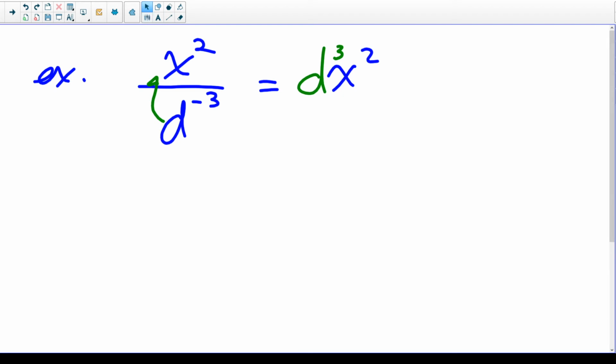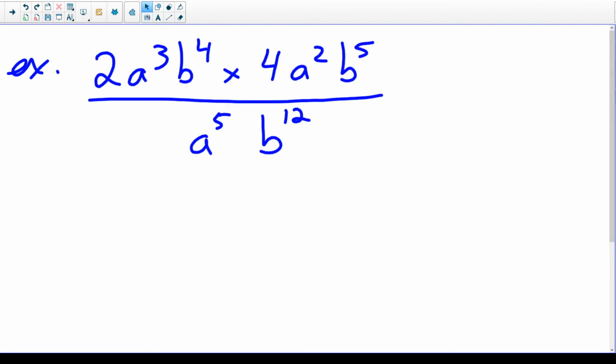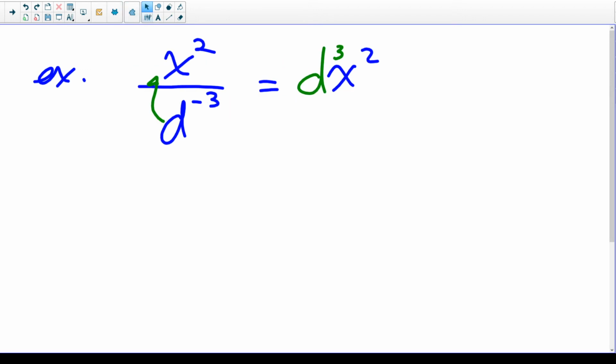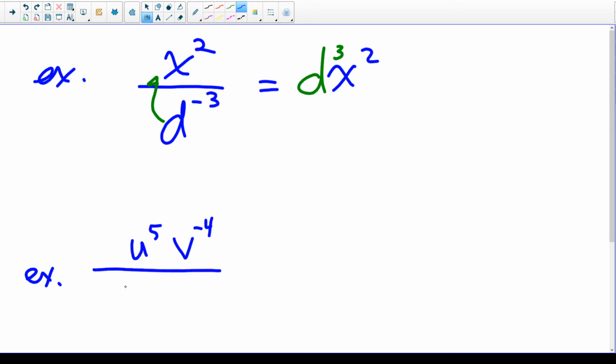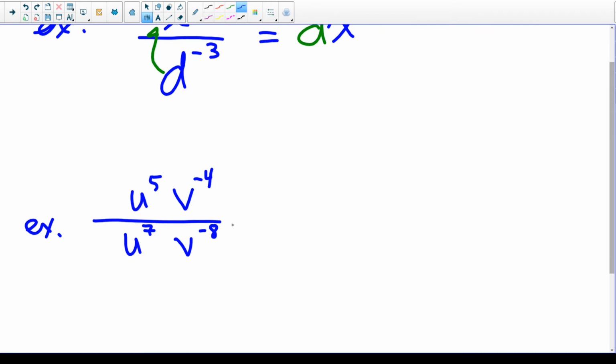Again, I'm just going to look ahead here. I don't know if I want to do that one yet. We'll get to that one in a second. Let's try something like this. Let's say I had, and I asked you to simplify that.